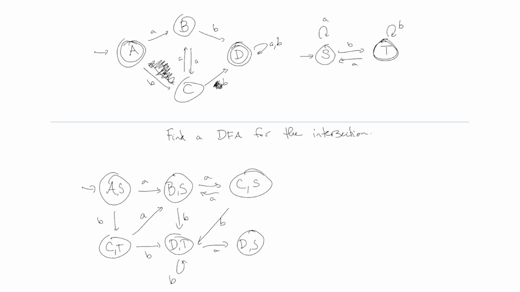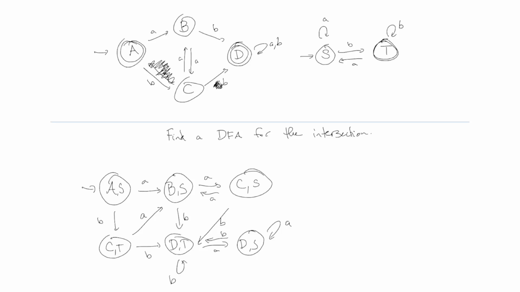And then D and S, I need arrows, and hopefully I won't have to make any new states. D and S. The A goes back to D, the S goes back to S. So this is looping with an A. And the B, D is a loop, S goes to T. So this goes back that way with a B. And I think I'm done drawing my states now.